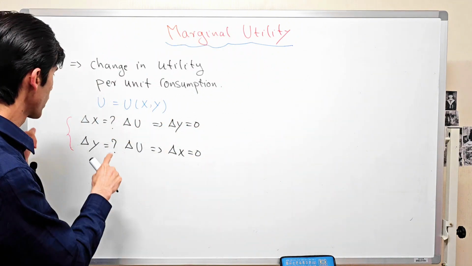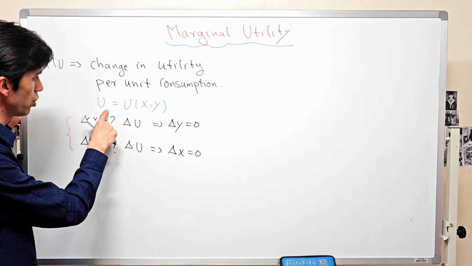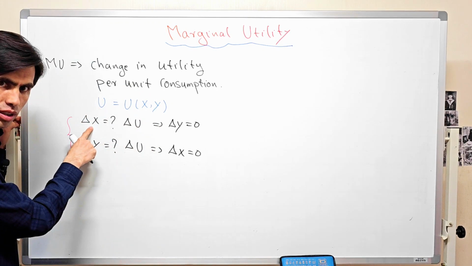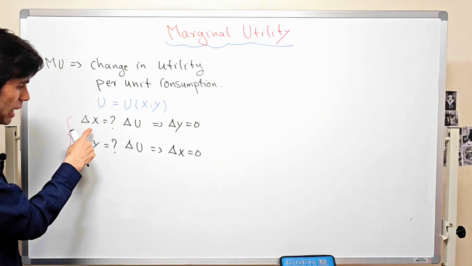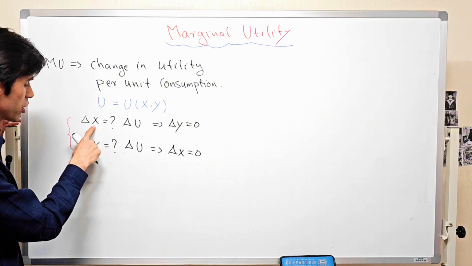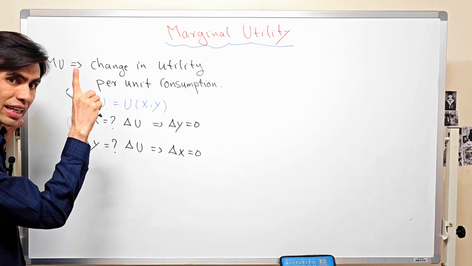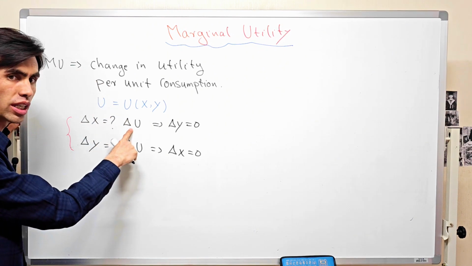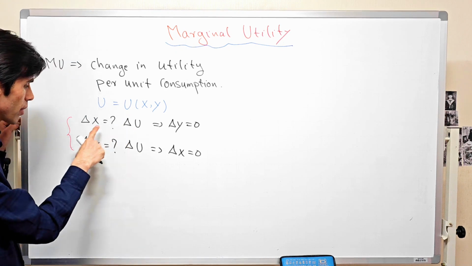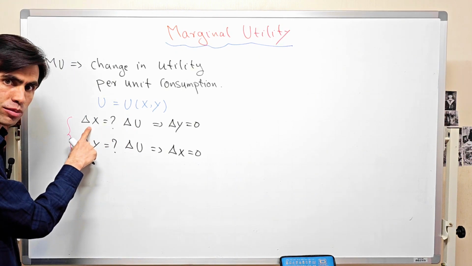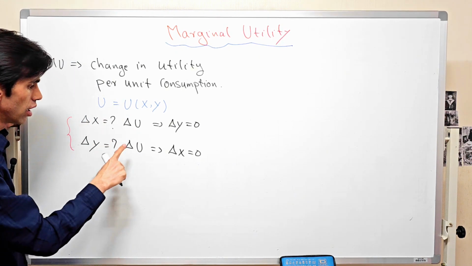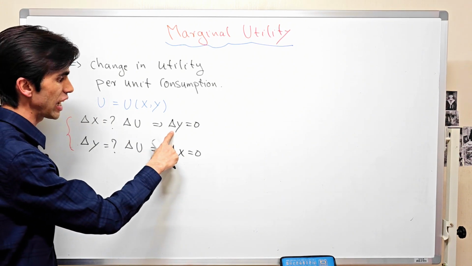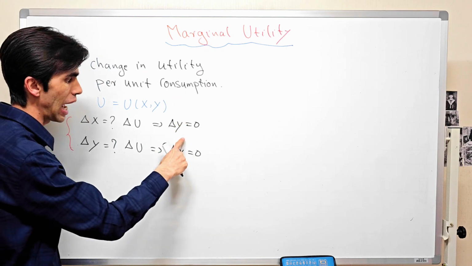For example, when we have a utility function u that is a function of x and y, if we change the consumption of x, for example, x is banana, by 1 additional unit, what will be the change in utility? Again, when we change the consumption of banana by 1 unit, by how much will the utility level change while the change in y, which is, for example, apple, is equal to 0?